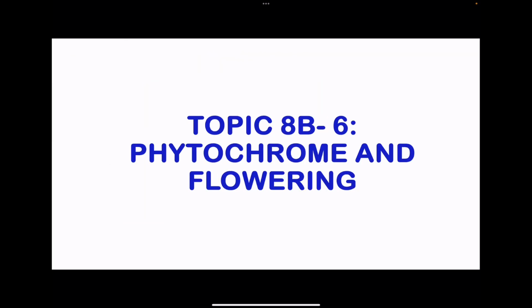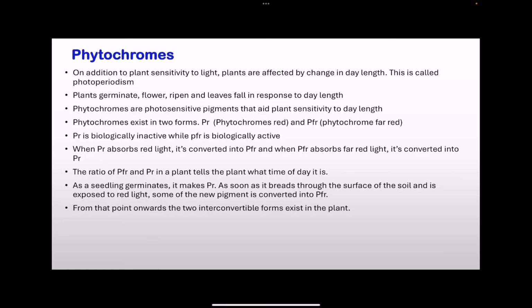In topic 8b6, phytochrome and flowering. These phytochromes are photosensitive pigments that are found in plants. They exist in two forms. There is phytochrome red, which we sometimes call PR, and phytochrome far red, which we call PFR. PR is biologically inactive, while PFR is biologically active. We'll talk about this a little bit later.